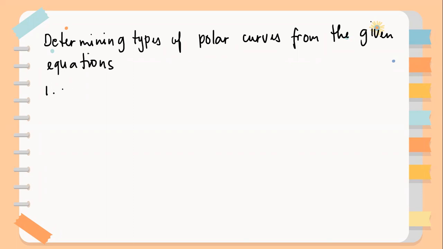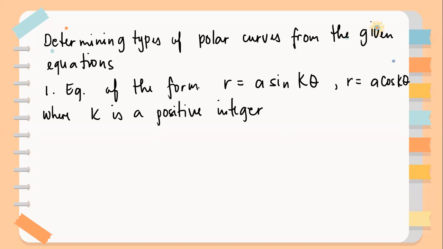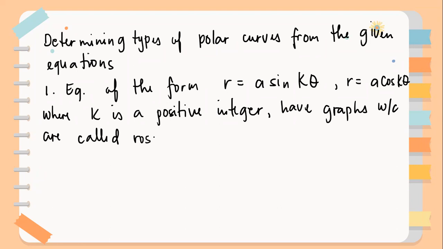Okay, number one, equations of the form r = a sin kθ and r = a cos kθ, where k is a positive integer, have graphs which are called rose or petal curves.